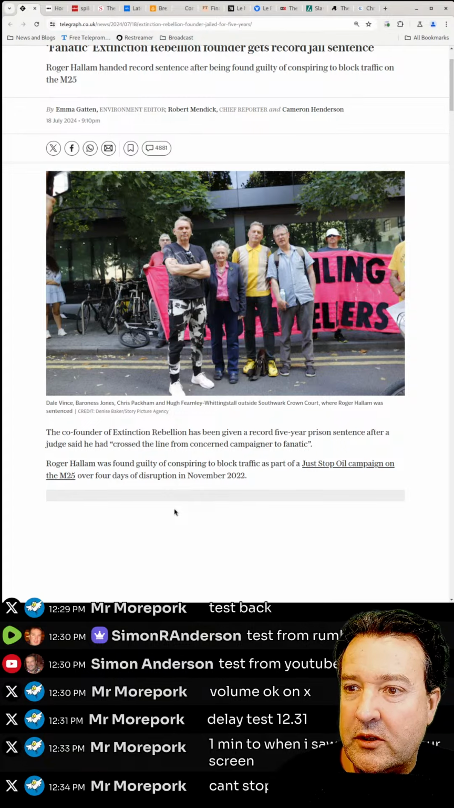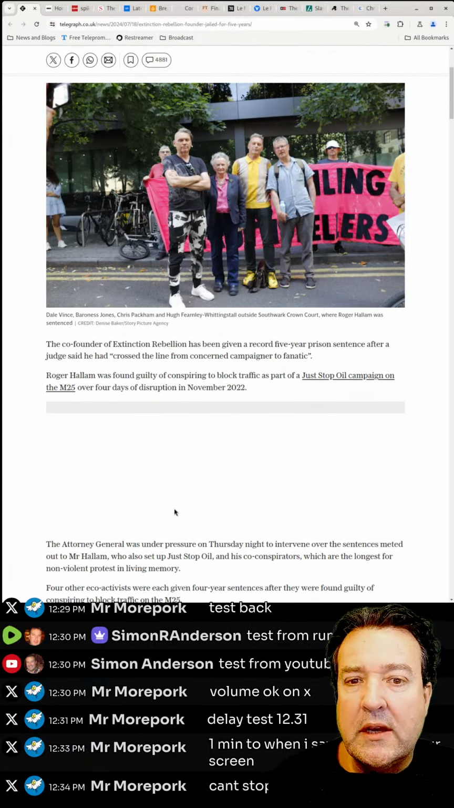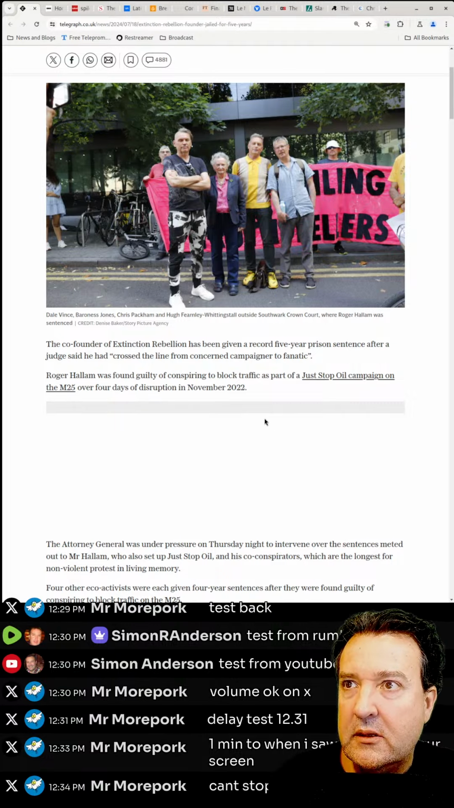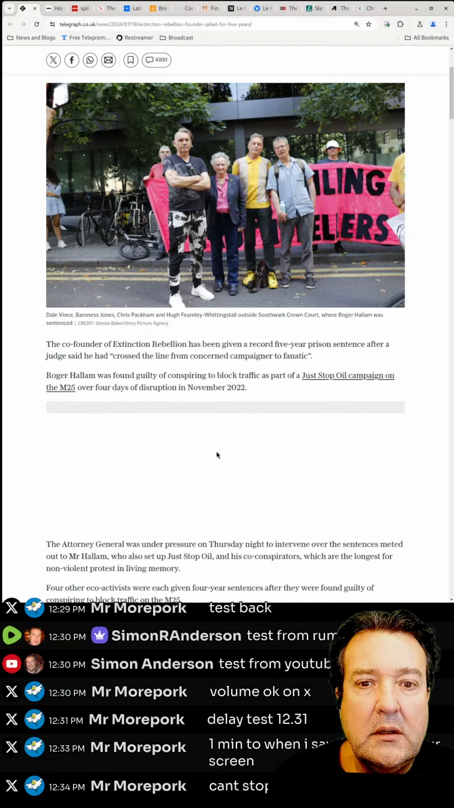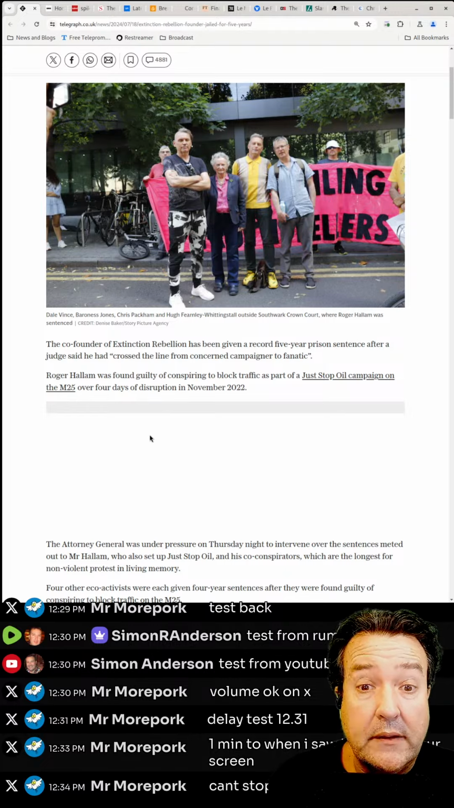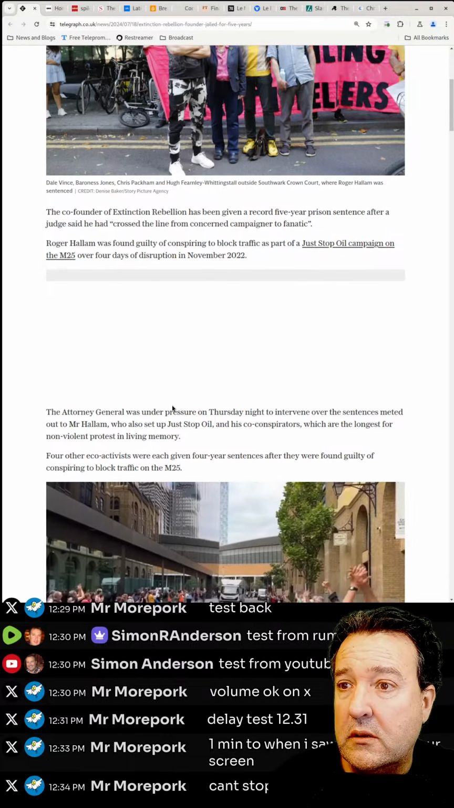So found guilty of conspiring to block traffic as part of the Just Stop Oil campaign on the M25 over 4 days of disruption in November 2022. Yeah, they stopped sick people getting to hospital and ambulances and things like that with their nonsense. No, they didn't endear themselves at all to the public. They interfered with people going about their lawful business, and they endangered people's lives. And they didn't stop when it became apparent that that's what was happening. So yeah, they deserve to be punished for this.